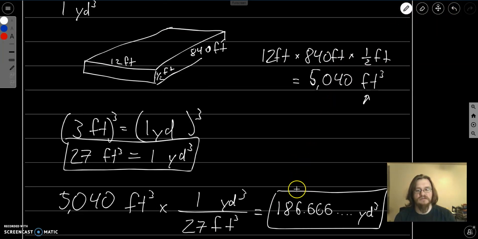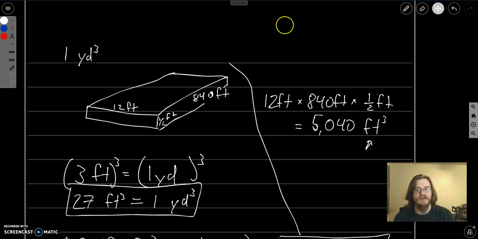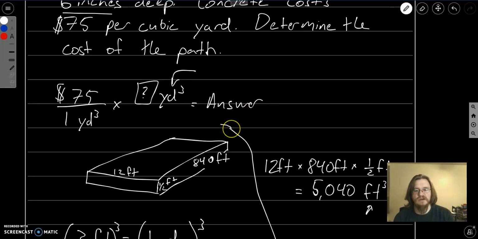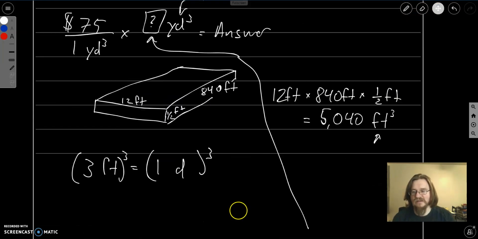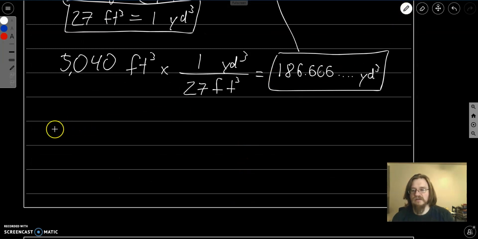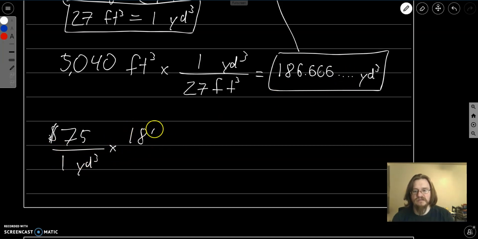So this number is what should go right here. Let's copy this where we can see it a little bit easier. So this is going to be 75 dollars per cubic yard times this many cubic yards. The yards will cancel out, and I'll just be left with dollars, and this will be the price of our path.